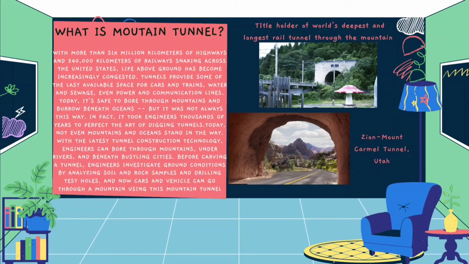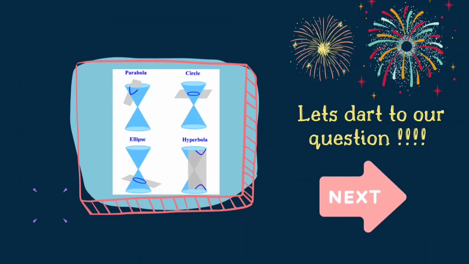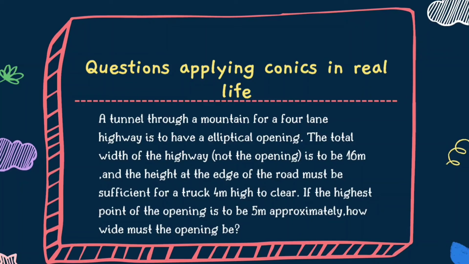On the right side, we can see the mountain tunnel that is the title holder of the world's deepest and longest rail tunnel through a mountain, and we also can see the Zion Mountain Carmel Tunnel. Now enough of the interesting fact. Now let's dive into our question. So now this is a question applying kinetics in real life.